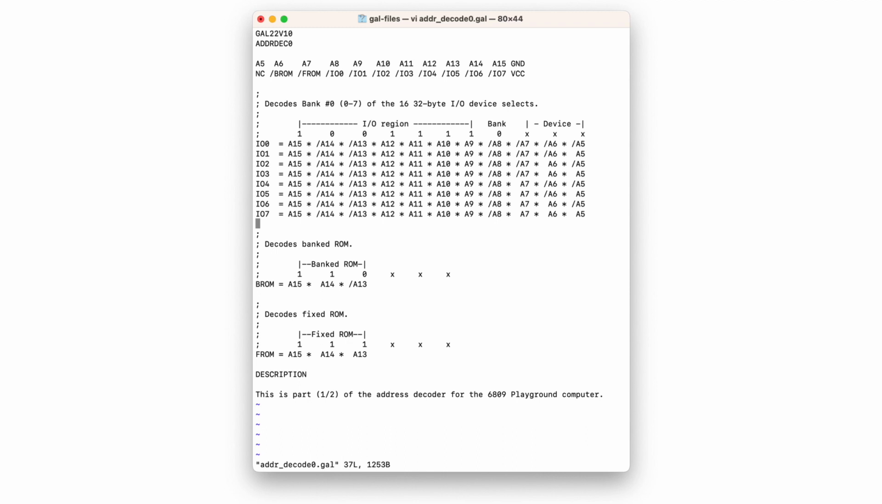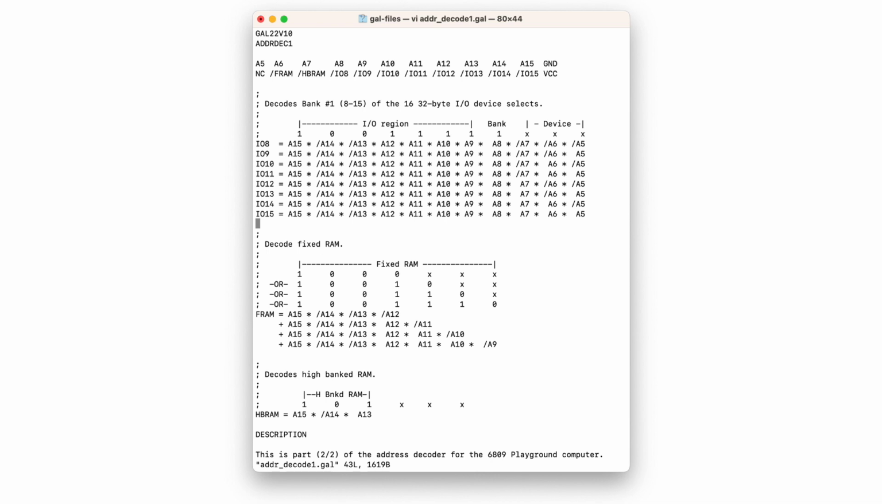Here are the equations for the first decoder chip. The equations for the IO device selects are very simple. Each individual IO select output just needs to match a single bit pattern. There is no need to match the IO space region separately and then decode each subregion. The GAL has plenty of room in the AND gate fabric to match the IO space prefix in each equation. The equations for banked ROM and the fixed ROM are also very straightforward. They only have to match 3 bits each.